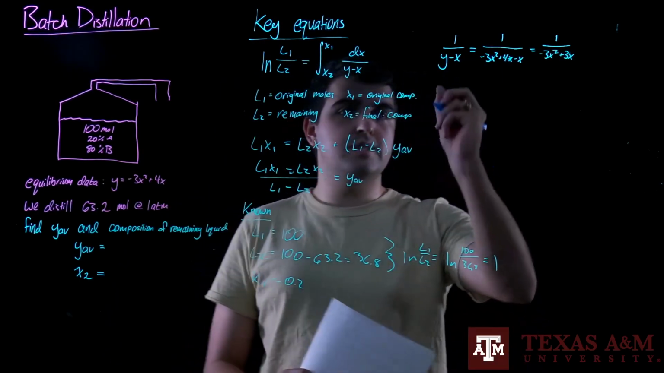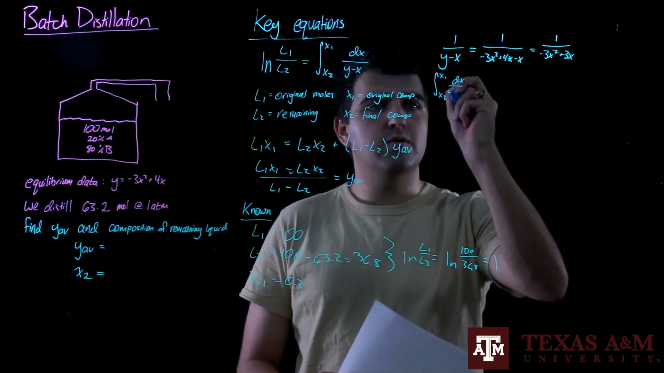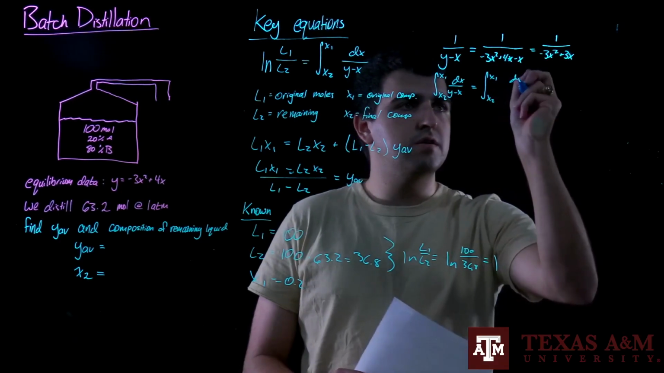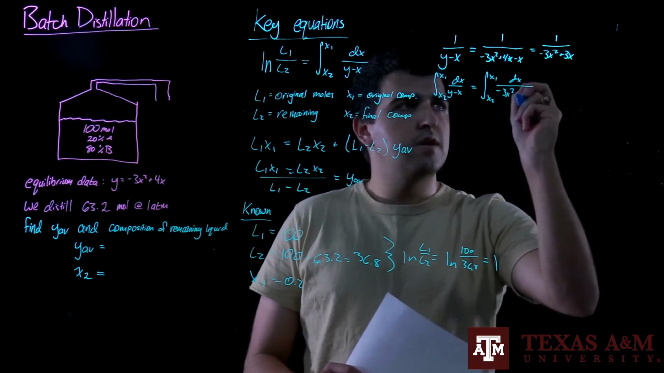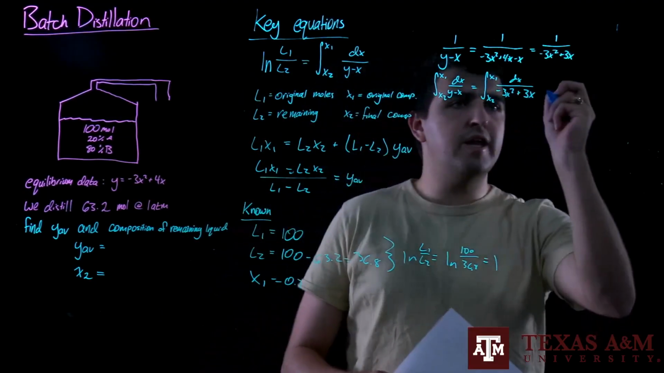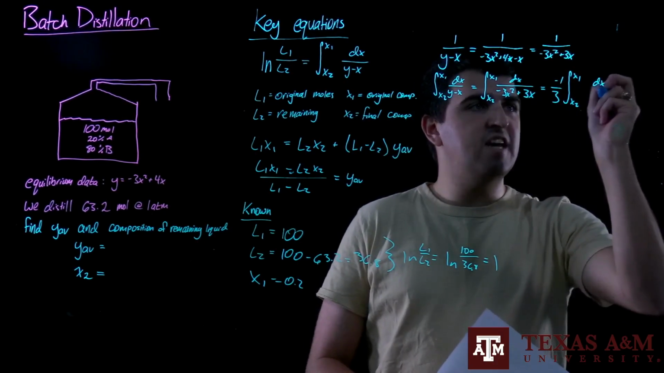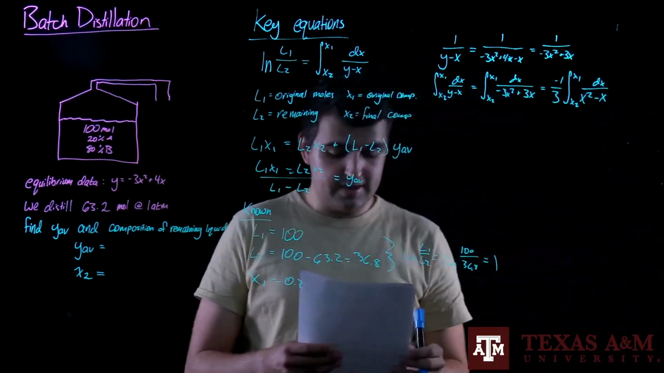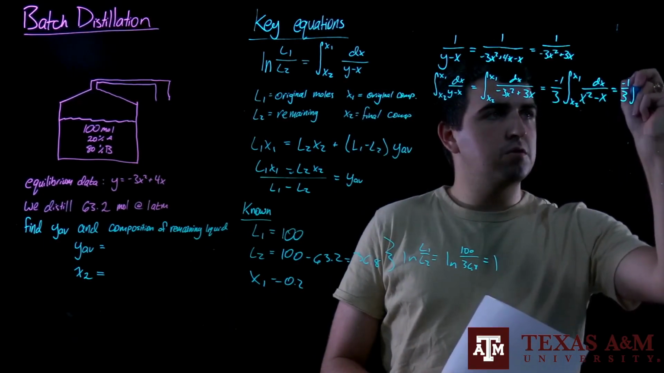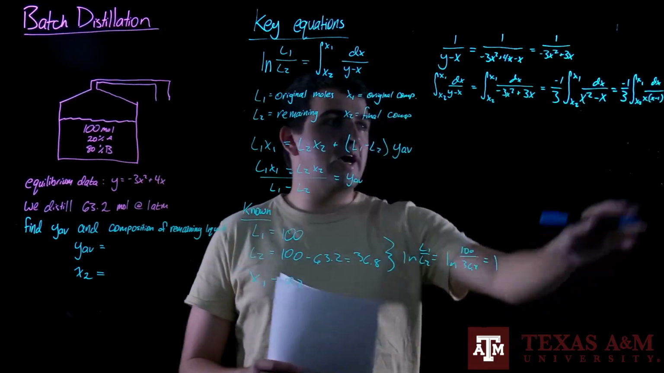Next, we can turn our attention to this integral. We have the integral from x2 to x1 of dx over y minus x equals the integral from x2 to x1 dx over minus 3x squared plus 3x. We can go ahead and factor out this minus 1/3 term to make our denominator look nicer, giving us dx over x squared minus x, which we can take one step further and factor that denominator into x and 1 minus x.